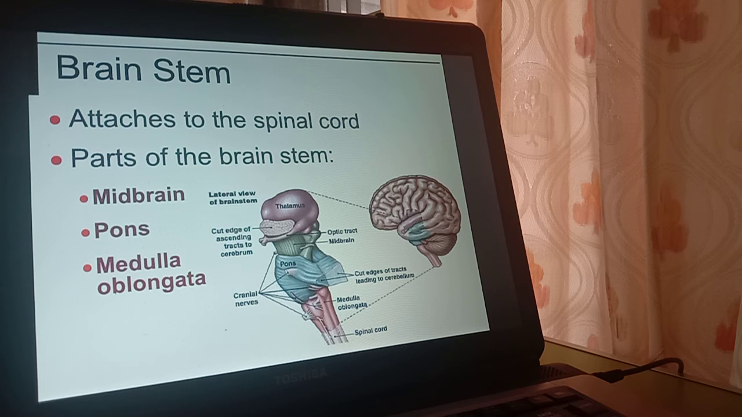The brainstem. The brainstem is that portion which attaches to the spinal cord. The parts of the brainstem include the midbrain, the pons, and the medulla oblongata.